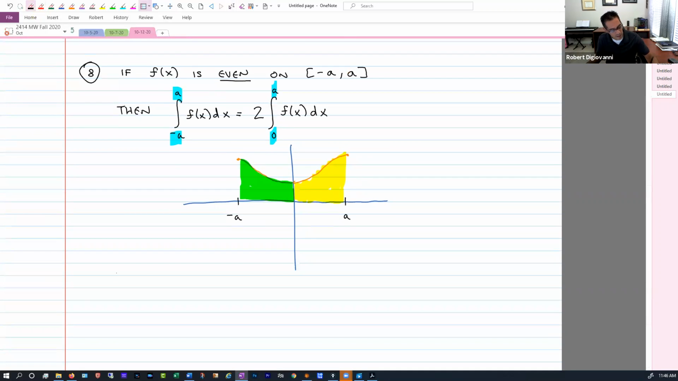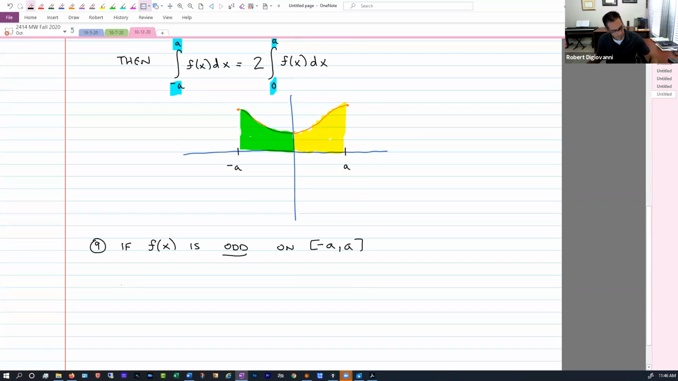So property 9 says, if our function is odd on the interval negative A to A, then what can we say about the area from negative A to A of this function? Can somebody take a guess as to what that would be?